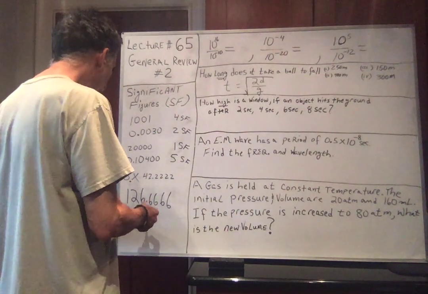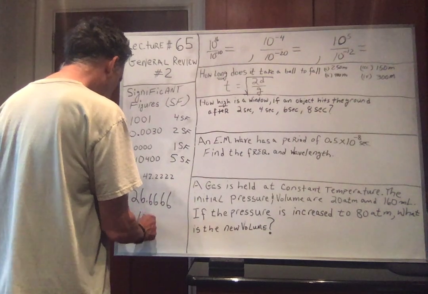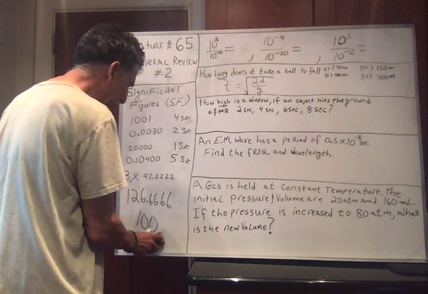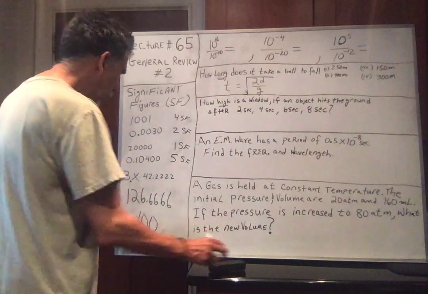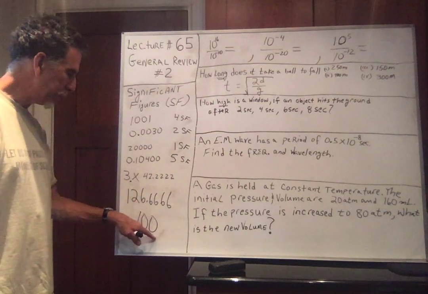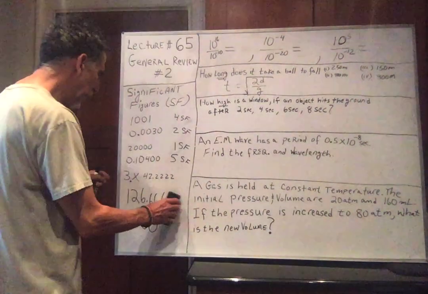And I think the answer is 100. If I put a decimal, is that the answer? No, because that would have three significant figures. So 100 has one significant figure, and this rounds off to that. I know it seems crazy, but that's what it is. All right, let's see. Let's go a little further with this.